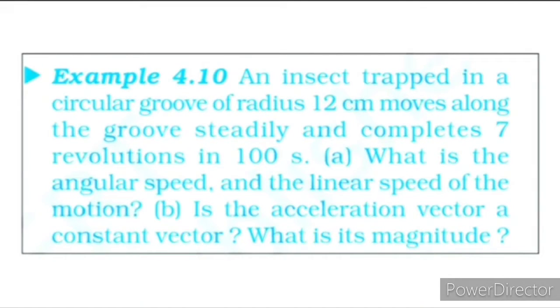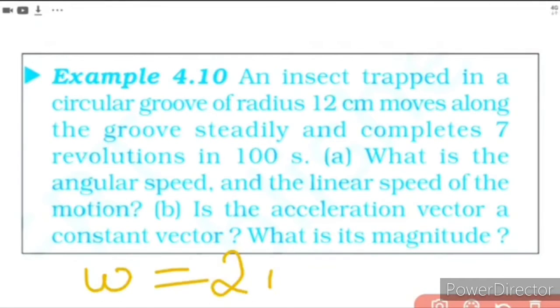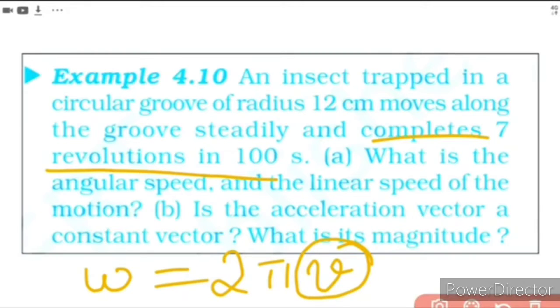So in this problem, we are asked to find angular speed, that is omega, and linear speed v. So if we find omega, easily we can find v because v is equal to r omega. So how to find omega? We can use this equation omega equal to 2 pi nu, where nu is the frequency of circular motion. So how to find this nu? To find nu, you can use this data, that it completes 7 revolutions in 100 seconds. You know what is meant by frequency? It is number of revolutions in 1 second.